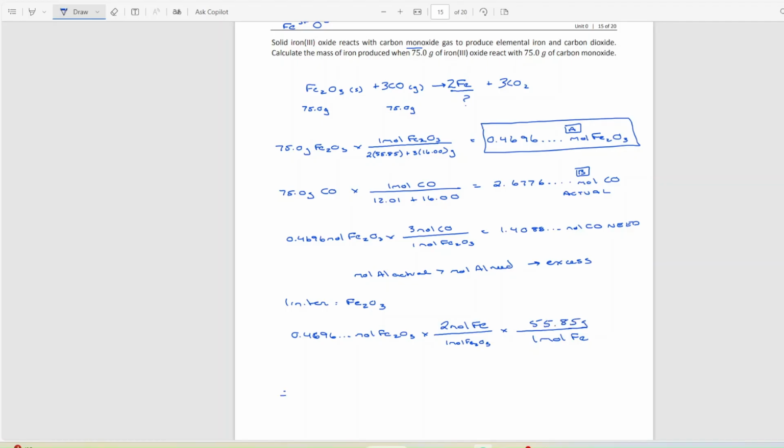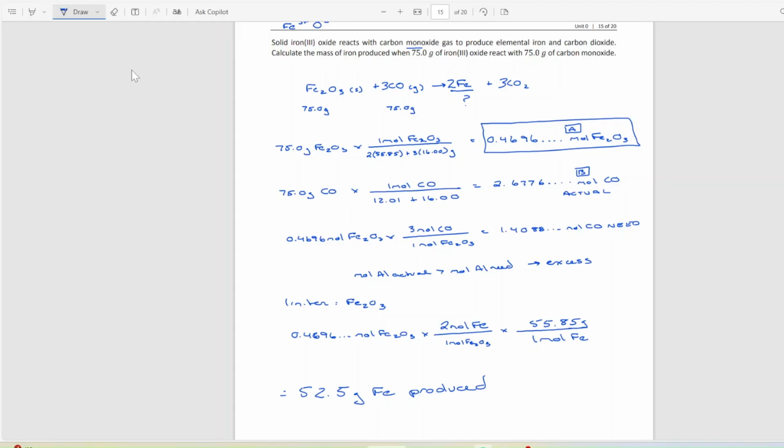So typing into my calculator, I'm going to hit recall A, or type down at least those 4 decimal places. I'm going to times it by 2, and times it by 55.85. And I end up with, to 3 sig figs, 52.5 grams of iron would be produced, with carbon monoxide in excess. Awesome.